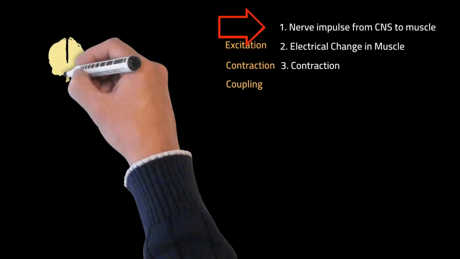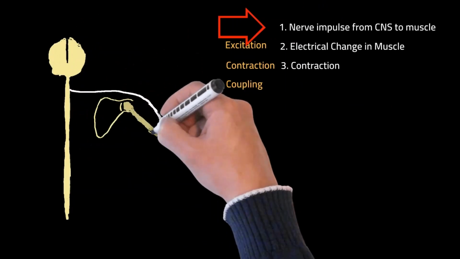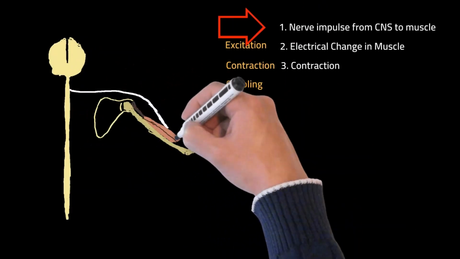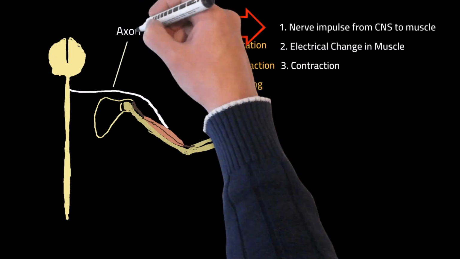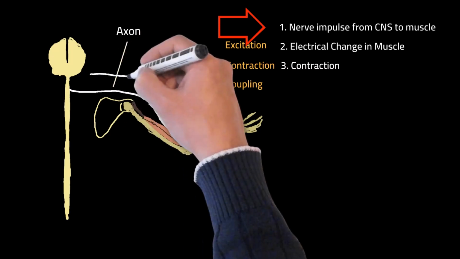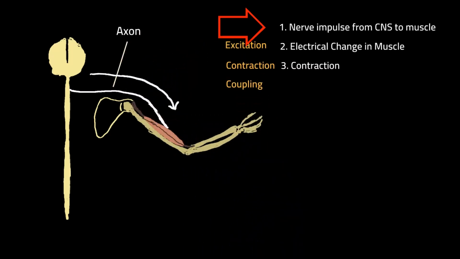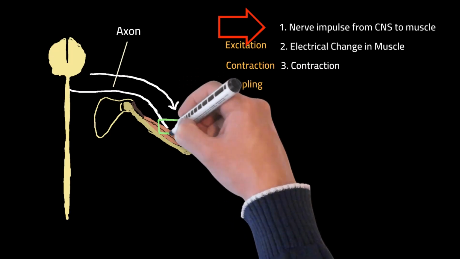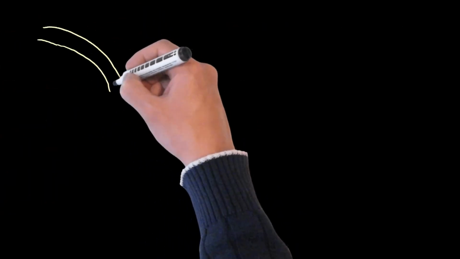Motor neurons are long cells that have a cell body in the central nervous system and a long projection that reaches to a muscle fiber called an axon. When we decide to move a muscle, an electrical signal travels along the axon to the junction between the nerve and the muscle called the neuromuscular junction, or NMJ.